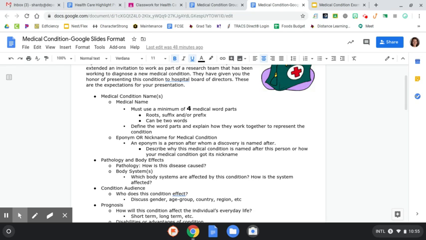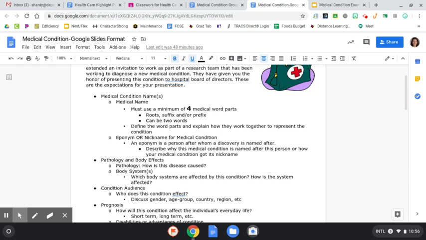Okay. And again, I'll show you an example. A lot of the times, the medical names are very technical, as we found out. And so diseases often have an eponym name or a nickname. An eponym is a person after whom a discovery is named. For example, Lou Gehrig's disease. The technical term is not Lou Gehrig's disease, but that's what it's called. Alzheimer's, not the technical term, but we know it as Alzheimer's.